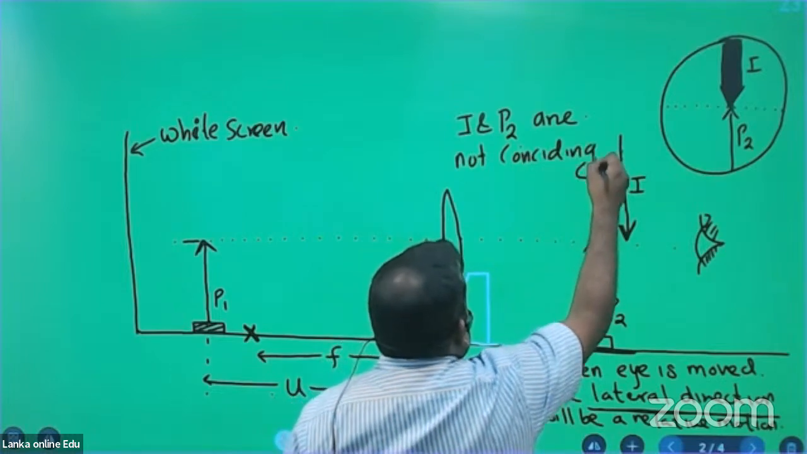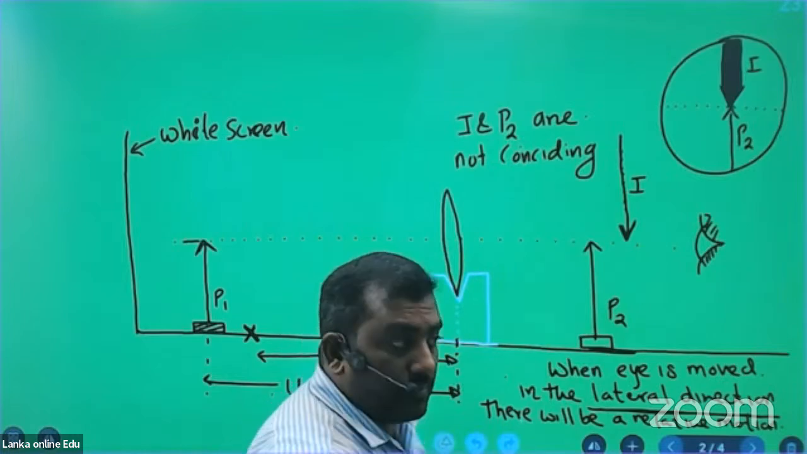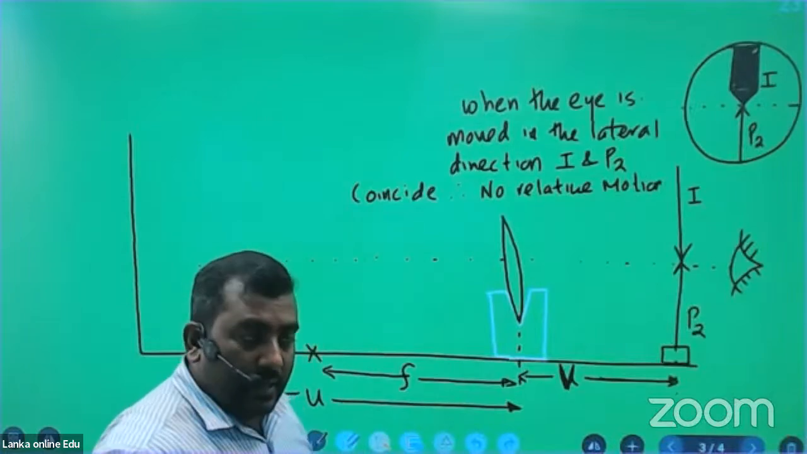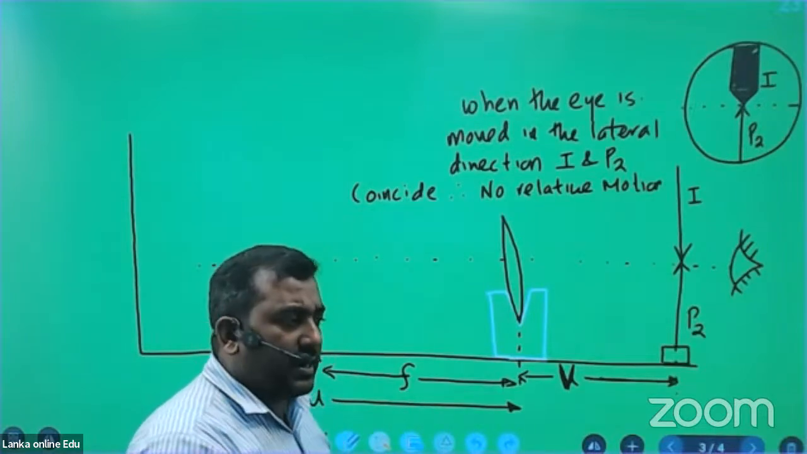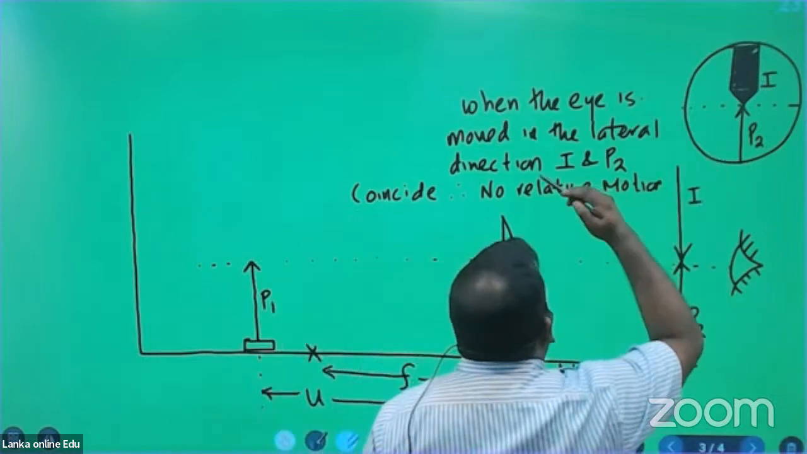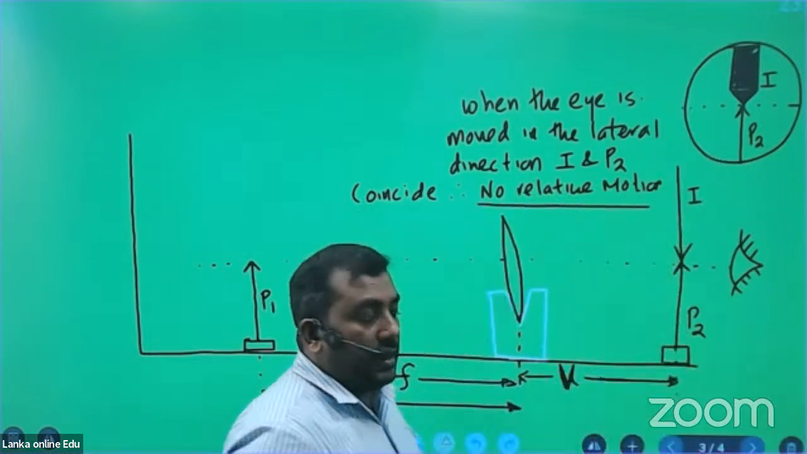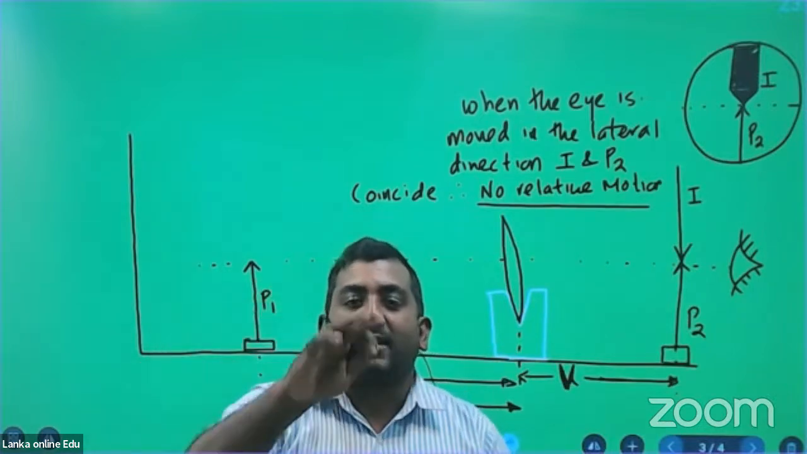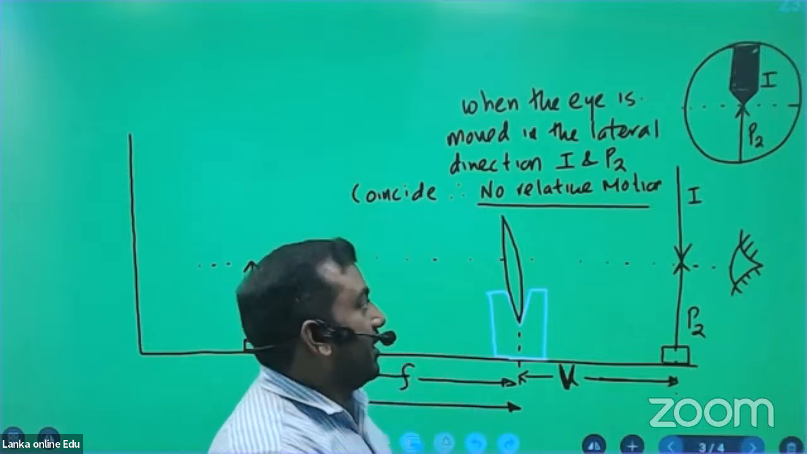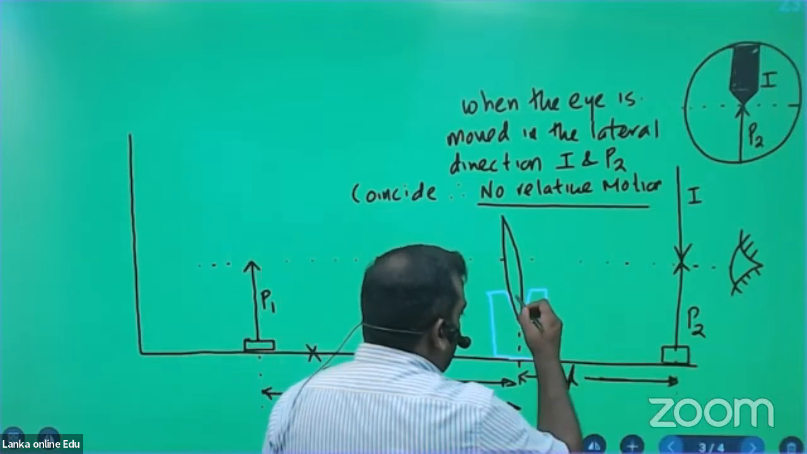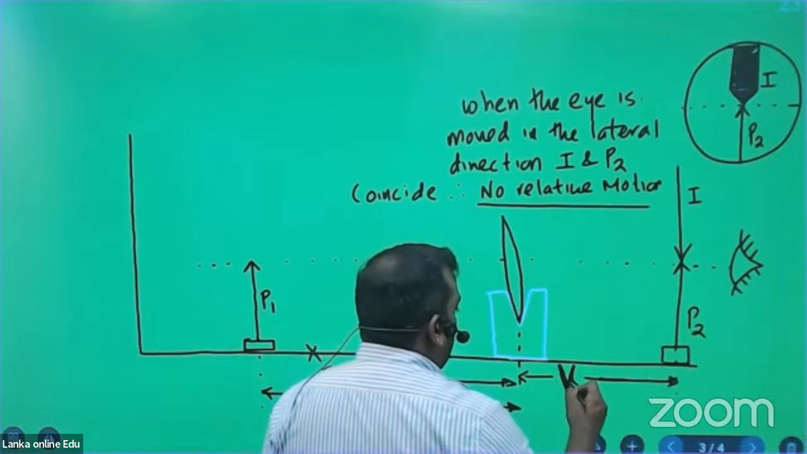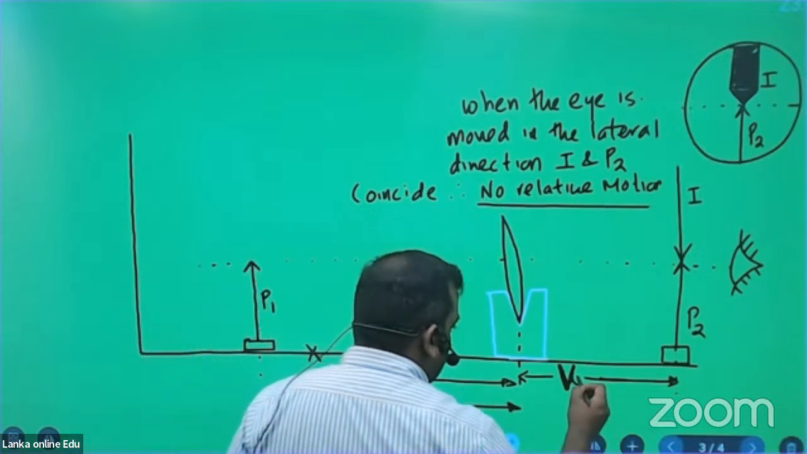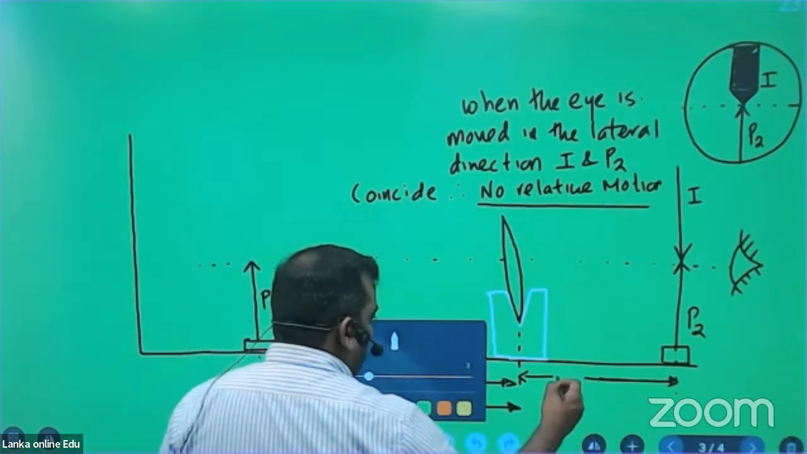Not coinciding. Then what do we do? While your eye is here, change the position of P2. Keep changing, keep moving your head in the lateral direction. At one point, there will be no relative motion. What do you mean by no relative motion? Image and pin both will move together. That means that they are coinciding. Then measure the distance from the lens to the pin P2. That is your image distance.